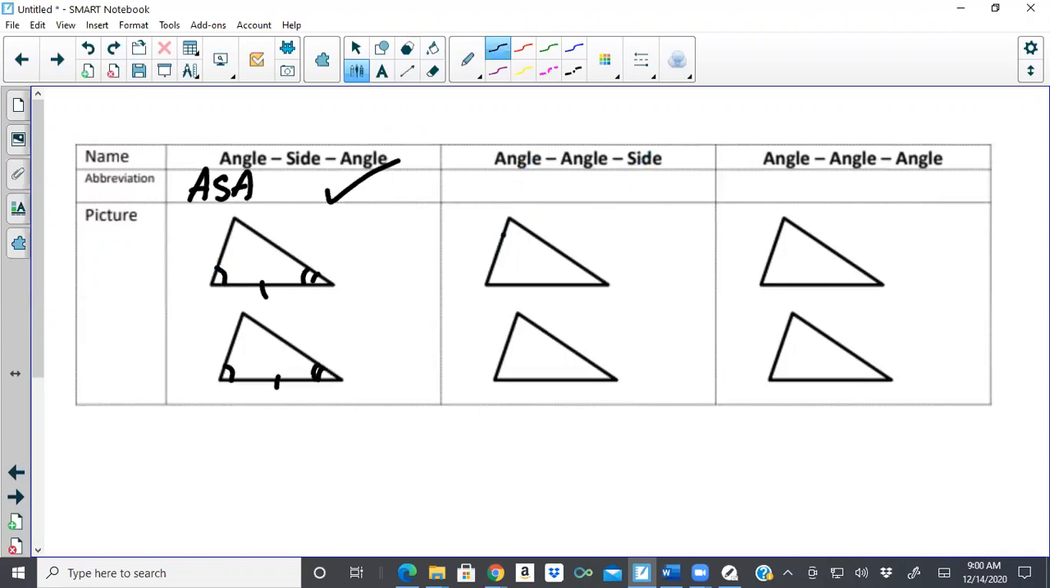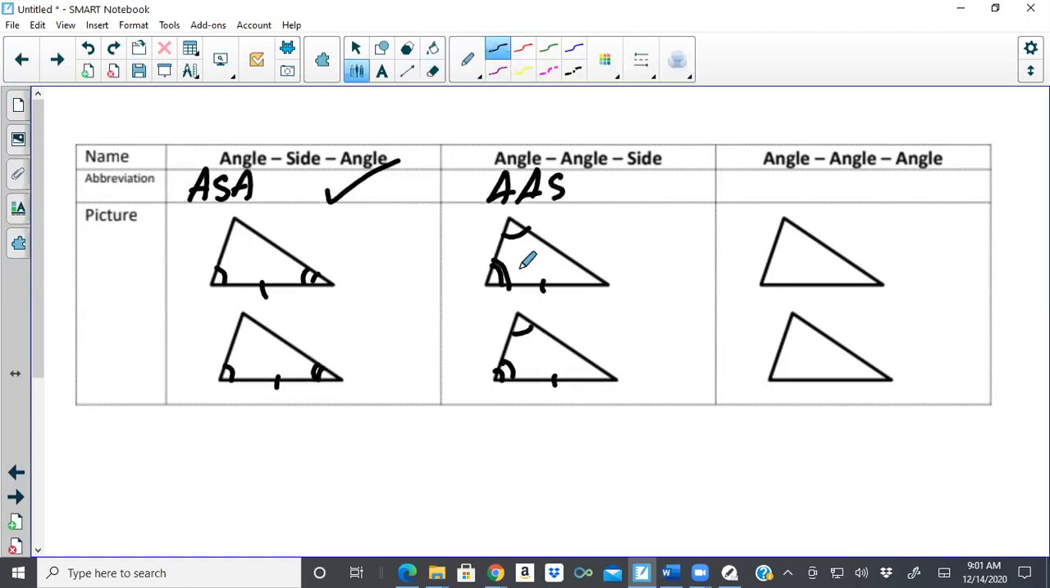Angle, angle, side. This one is not a sandwich. See how it goes angle, angle, then the side? That's what's happening. So angle, angle, then the side. This one is AAS. Oops, I don't want to put that dash there.